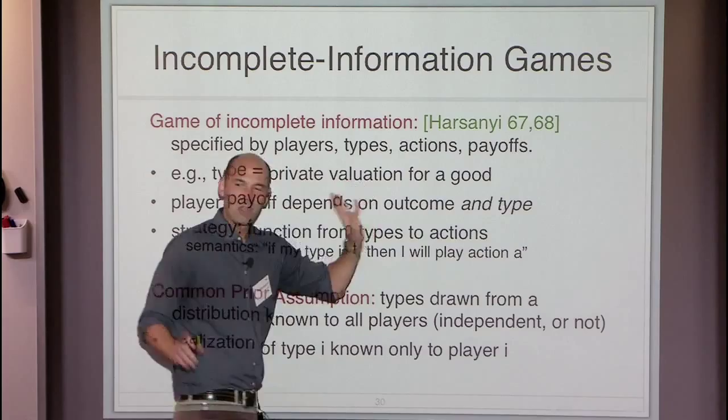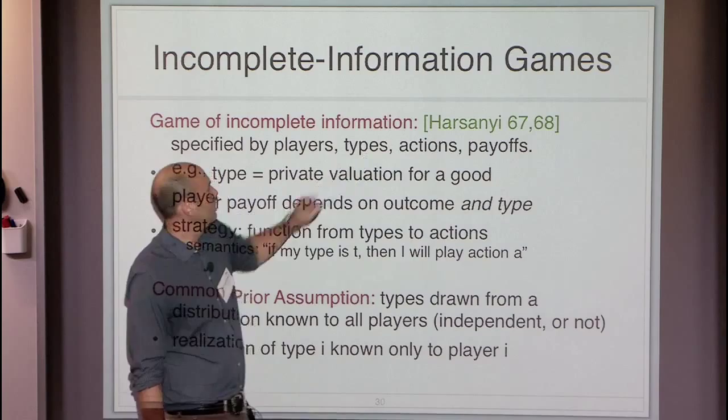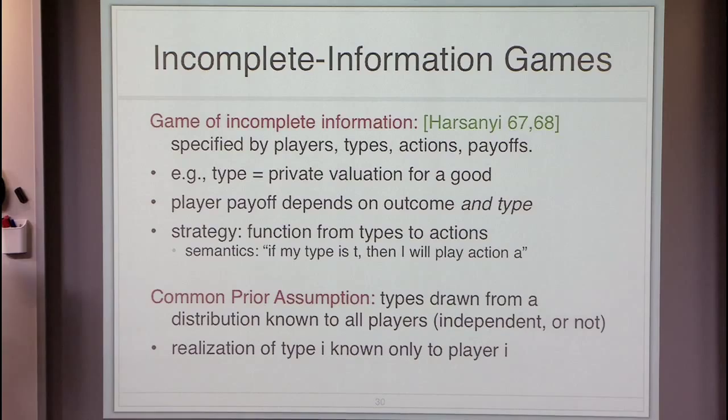So you can do all this stuff generally for games, general games of incomplete information, but let's just think about auctions. So actions here will be bids. Types, think of these as just valuations. Okay, so a type is known only to player i, right? Like a valuation for a good.